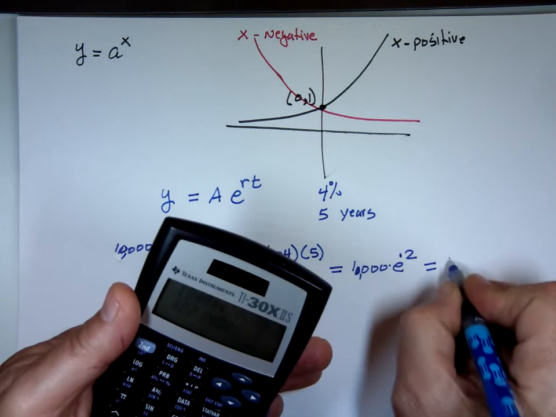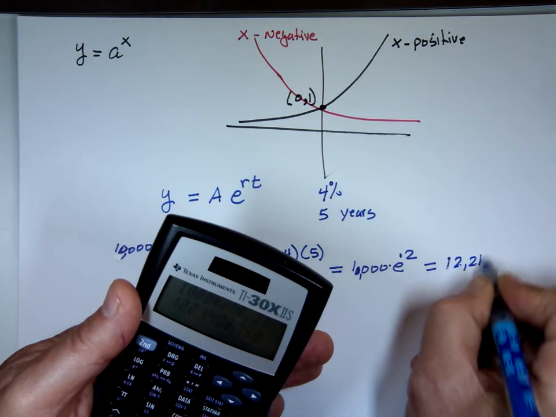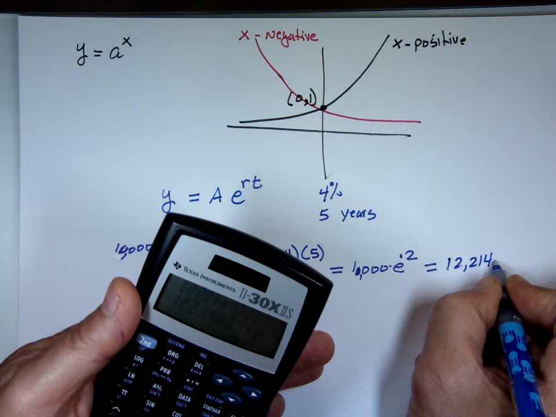So you're going to have what? $12,214 and how many cents? 03?